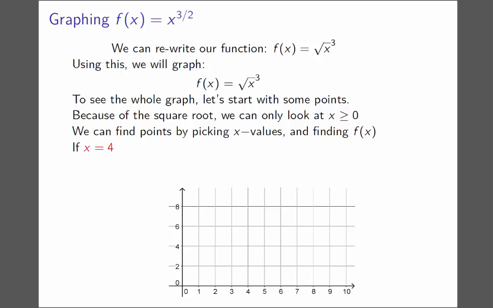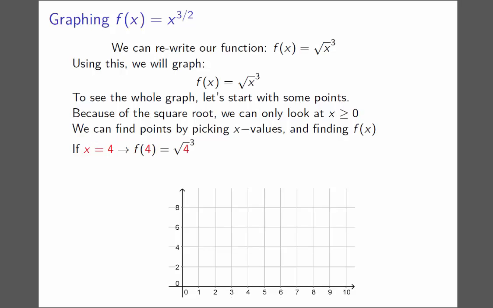To start, let's look at x equals 4. f of 4 is the square root of 4 cubed. And the square root of 4 is just 2, so we have 2 cubed, which is 8. This means that (4, 8) is a point that we can put on our graph.